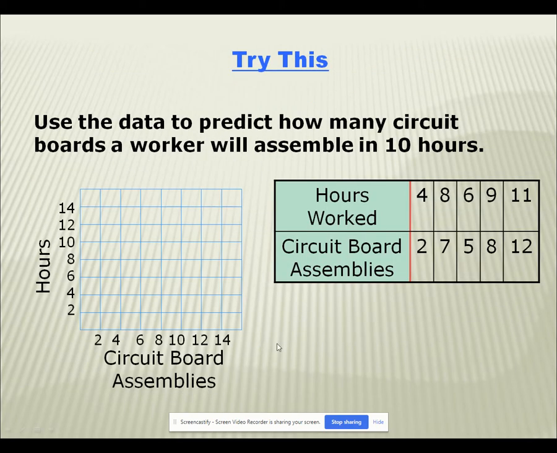All right, so let's look at another one. Use the data to predict how many circuit boards a worker can assemble in 10 hours. So you can see, okay, hours worked, 4, 8, 6, 9, 11, how many they can make. So you could look at this and say, okay, at 9 hours, they made 8, and 11 hours, they made 12. How many do you think they could make in 10 hours? Well, you plot the points. There's your line, and then you just go, okay, 10 hours, where does it hit the line? 10 hours, 10 circuit boards.